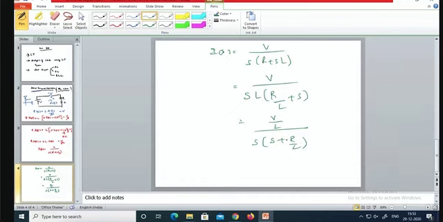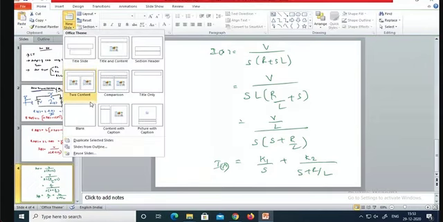So I'm keeping it in standard form, S by S into S plus A. So V by L happens to be the constants. So split up using the partial fraction method. It is nothing but K1 by S plus K2 by S plus R by L. Okay, and this is the expression for I of S. Then you can solve for the K1 and K2 using initial conditions.